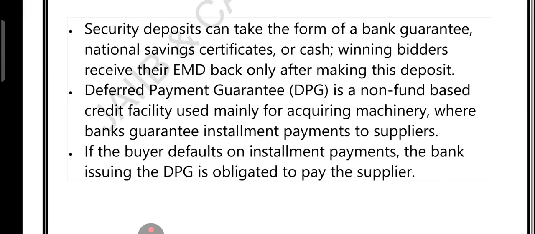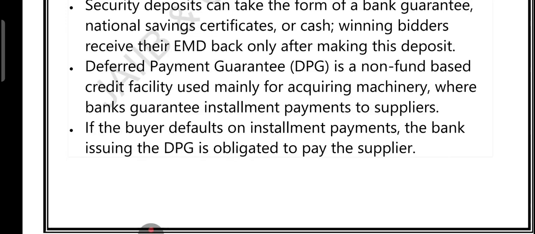Security deposit: after winning a bid, the bidder must deposit security. This can be cash, this can be BG, this can be NSC, National Savings Certificate. So the EMD, or earnest money deposit, is refunded only after the security deposit is accepted. Right? Earnest money deposit is refunded after they have deposited the security deposit.